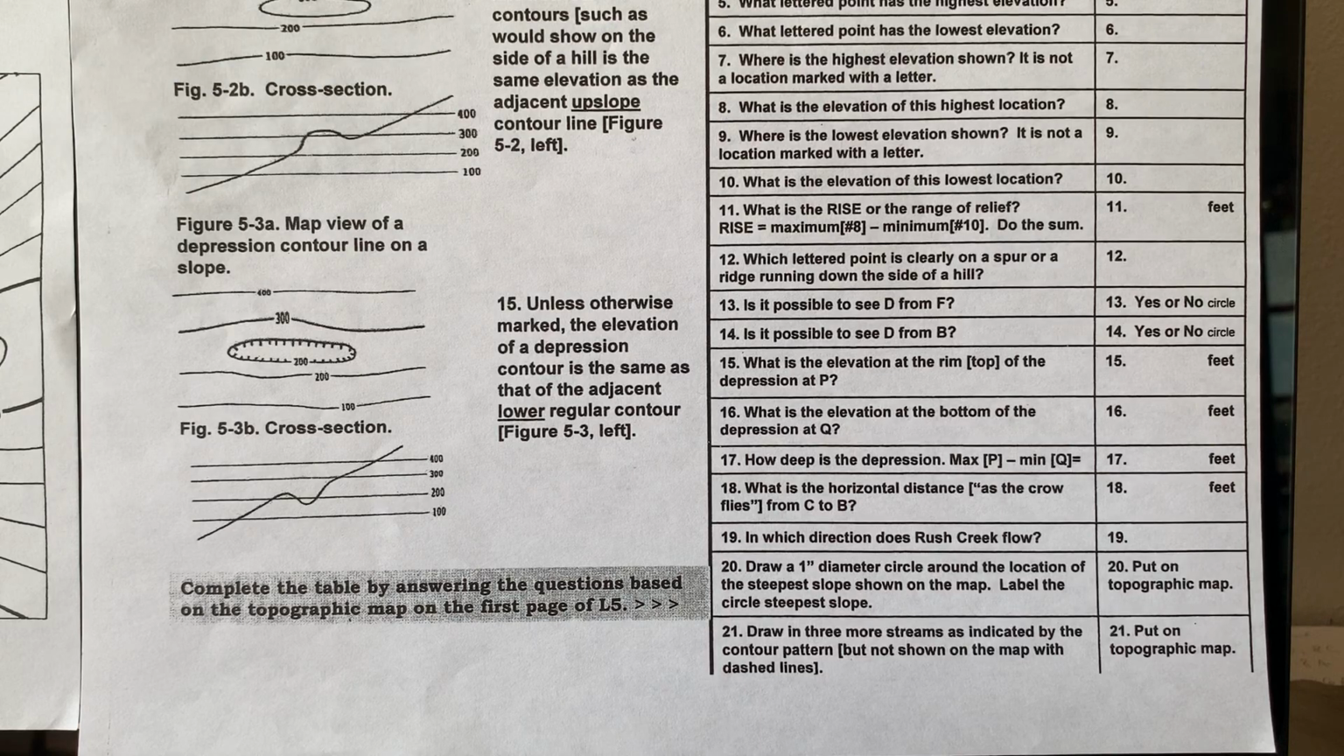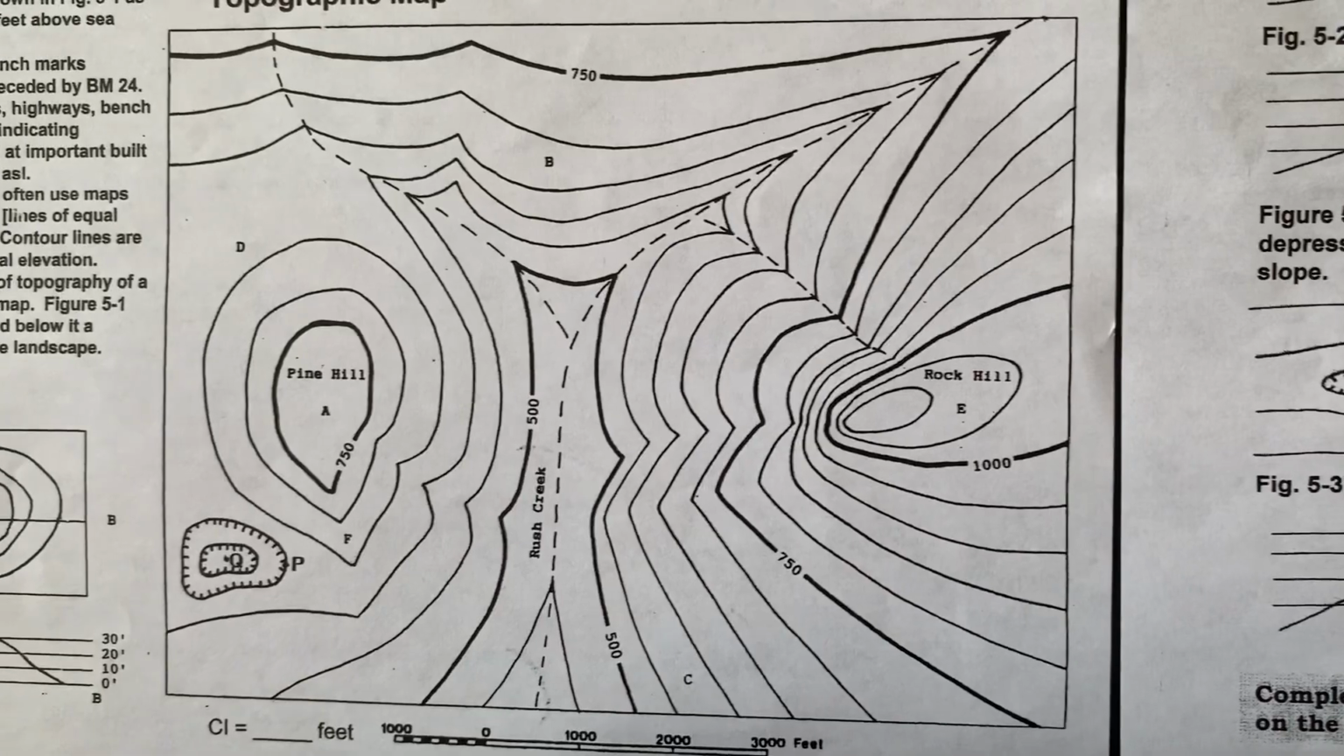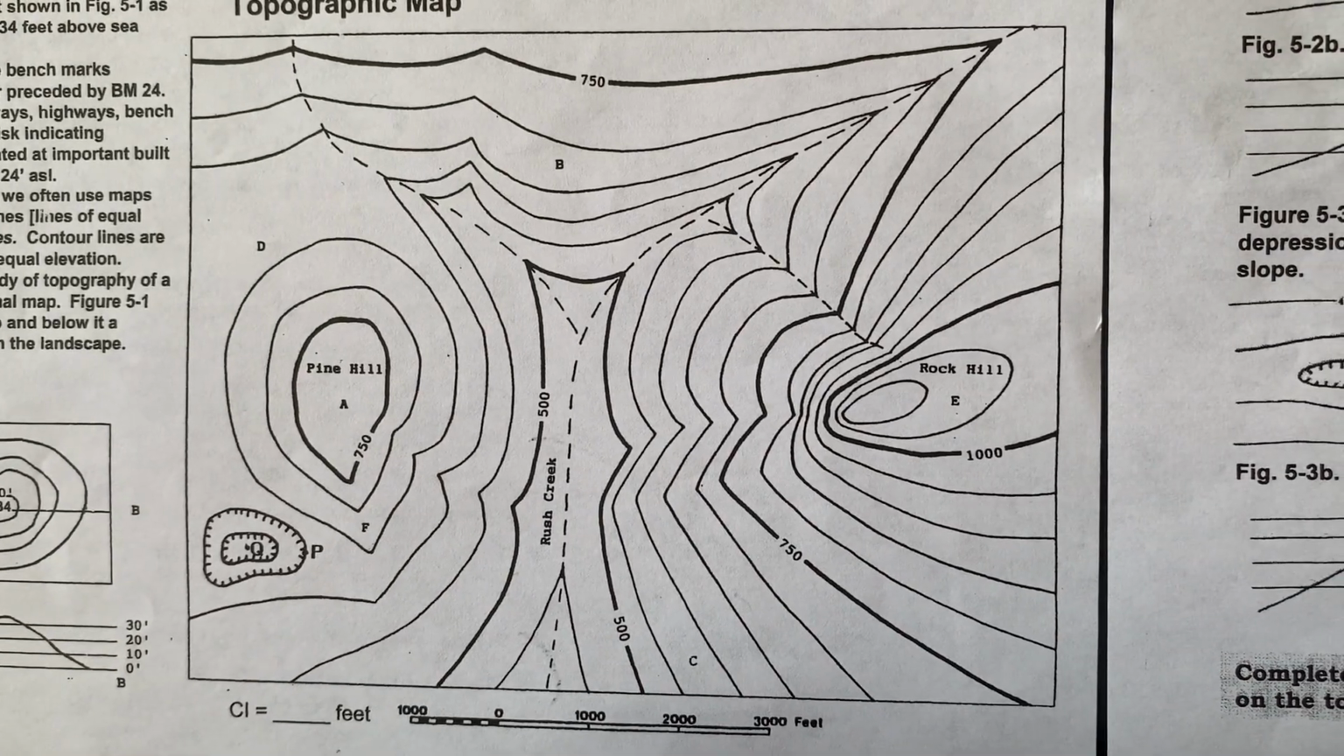So as you see here, this is the table where you have to put all the information. There are many questions about the elevation of points A, B, C on the map, or the contour interval. So we'll go through and I will show you how this works. So let's go back to the map and make an enlargement like this. And let's see what we have here.